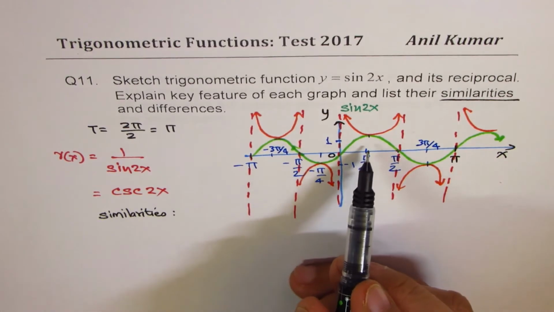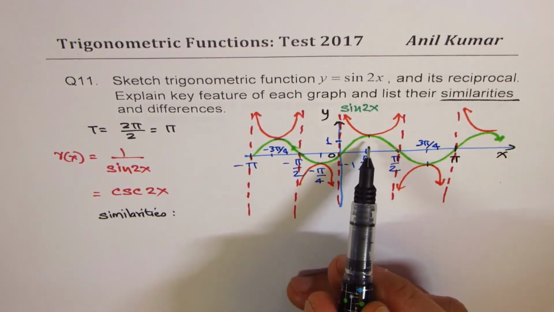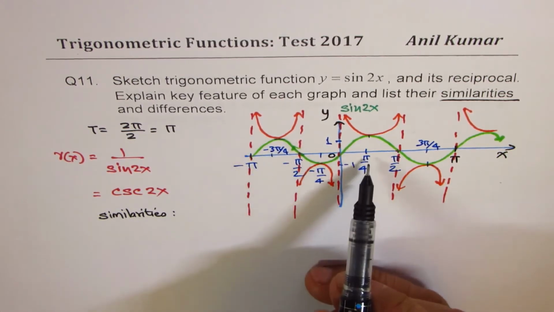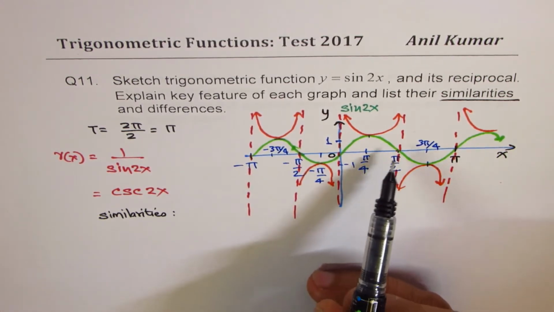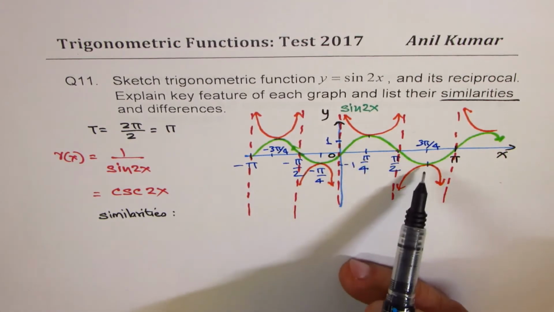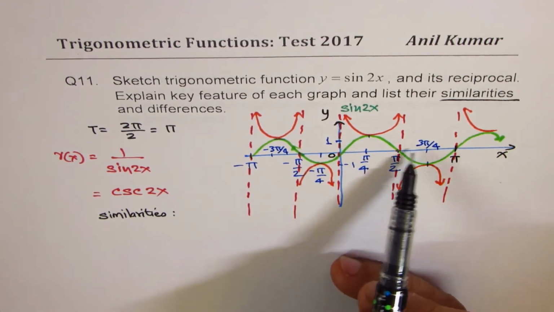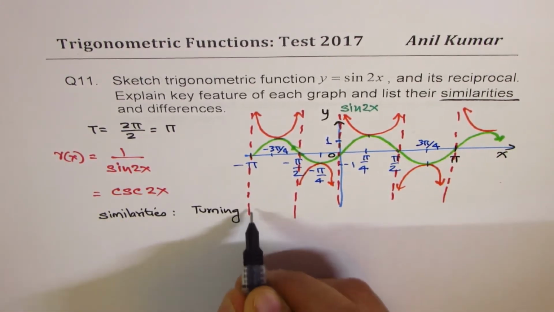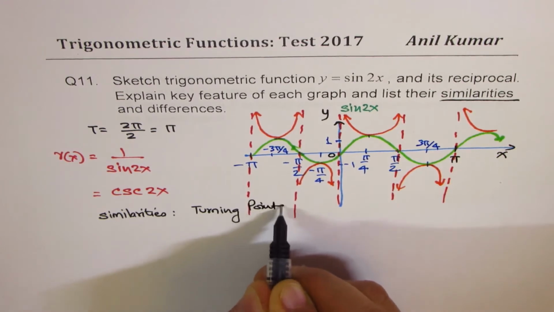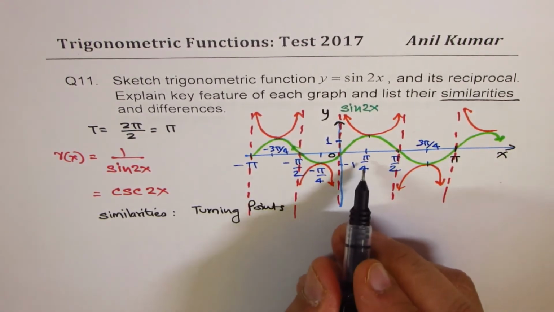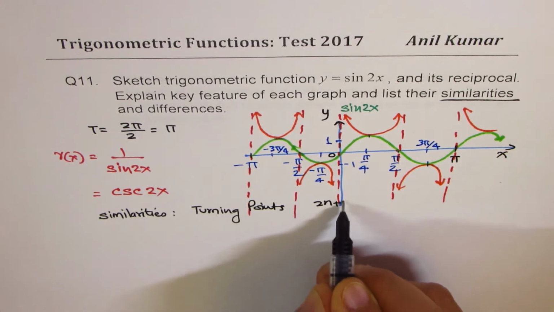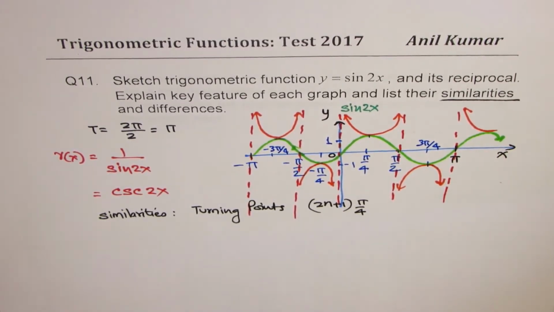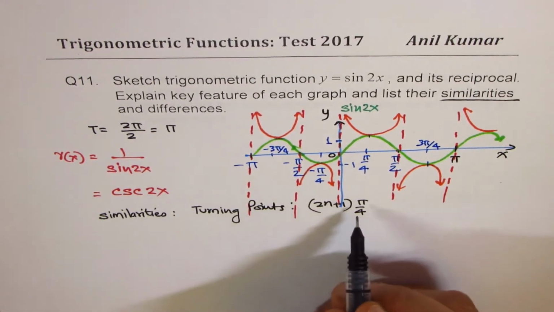Now, there are a lot of differences which you can always write. For similarities, we can say that they have turning points at the same points. You see that? Turning points are at pi by 4, and also 3 pi by 4, odd multiples of pi by 4. That is 2n plus 1 times pi by 4. Does that make sense to you? So that could be one similarity.